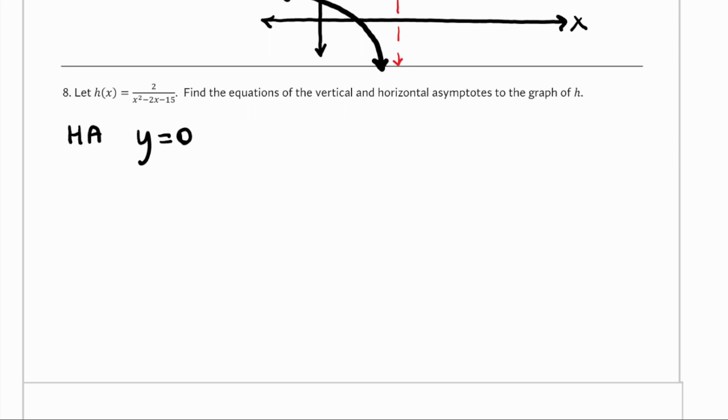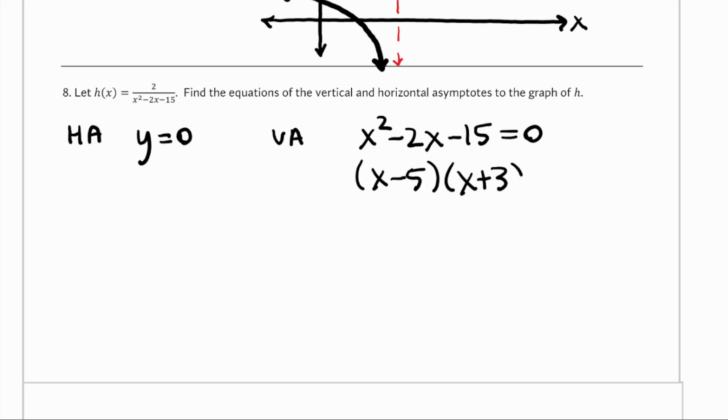And as far as our vertical asymptotes, we need to figure out where the denominator equals 0. So it's going to get you to factor one more time. What are two numbers that multiply to negative 15 and add to negative 2? That would be 5 and 3, but probably negative 5 and positive 3. So my vertical asymptotes would be x equals 5 and x equals negative 3.